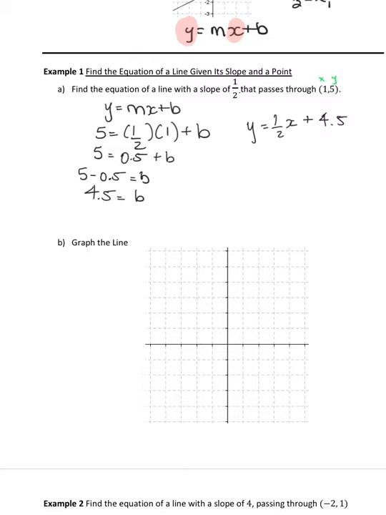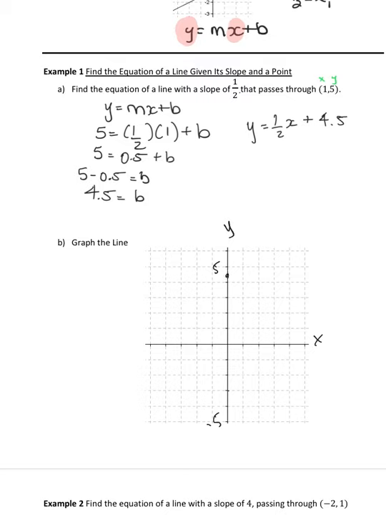So I know that I need to put a dot at y is 4.5. And just a reminder, y and x. So 1, 2, 3, 4, 5. I need to put some numbers on this graph. Okay, so at 4.5, I'm going to put a dot.